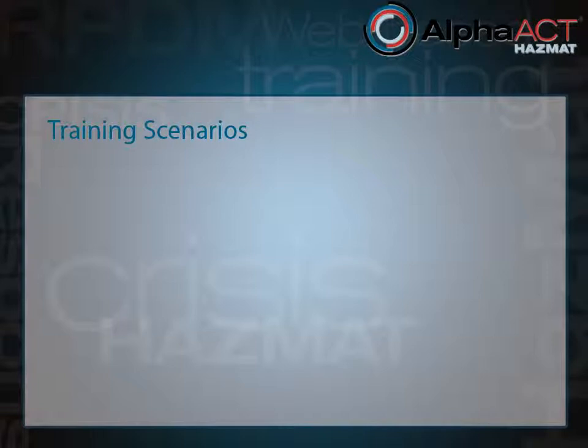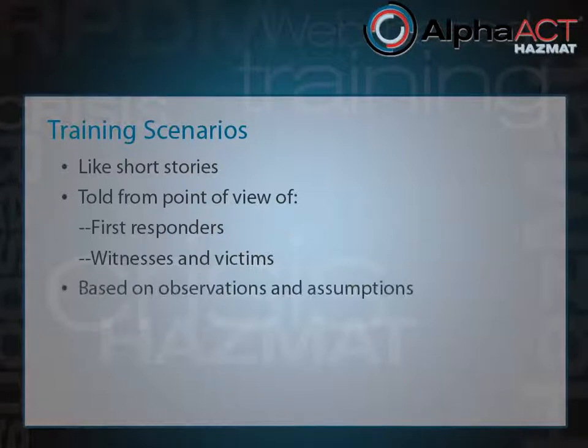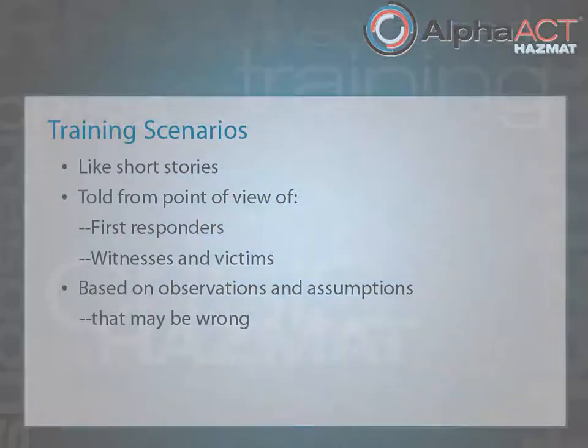Training scenarios in AlphaACT HAZMAT read a bit like very brief short stories. Like most stories, a scenario is told from the point of view of the people involved in it, primarily the first responders who arrive on the scene after some event has taken place, but also the witnesses and victims who tell the first responders what they saw or what they think happened. As is typical in actual incidents, first responders have to piece together information about the event based on what they see, what they sense, and what they learn from those who were affected by the event. They have to make assumptions that may be right or wrong.